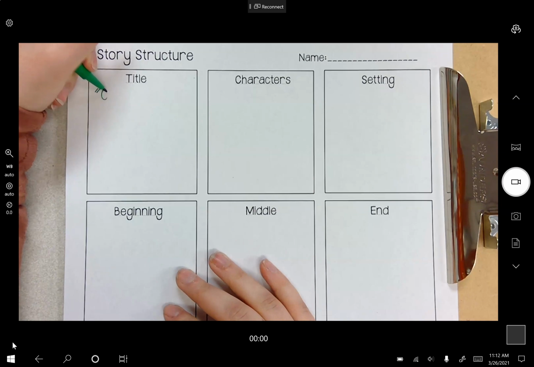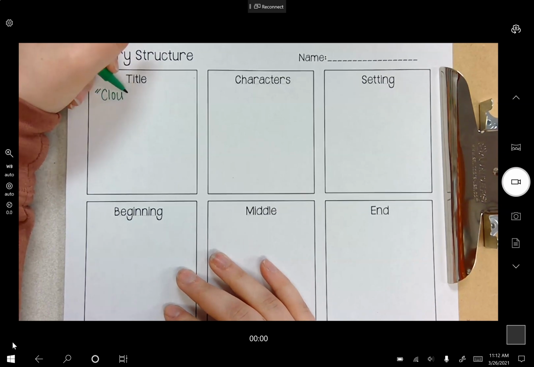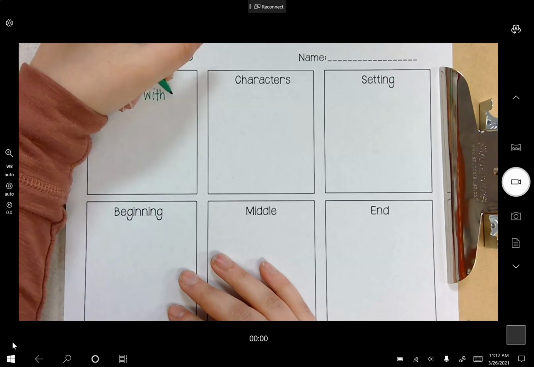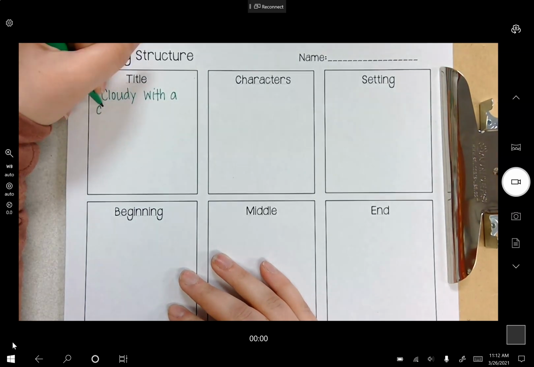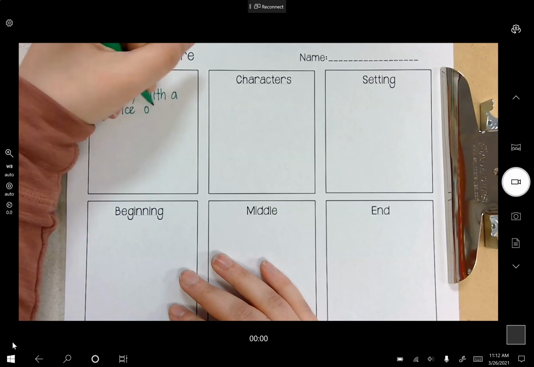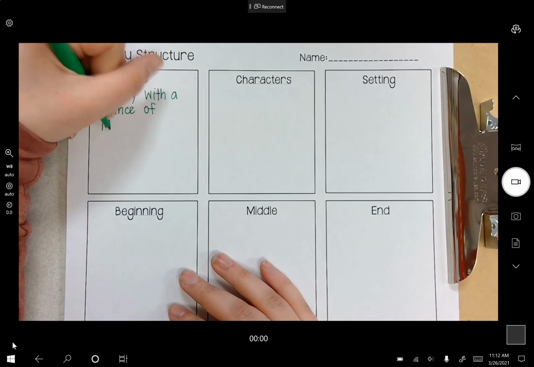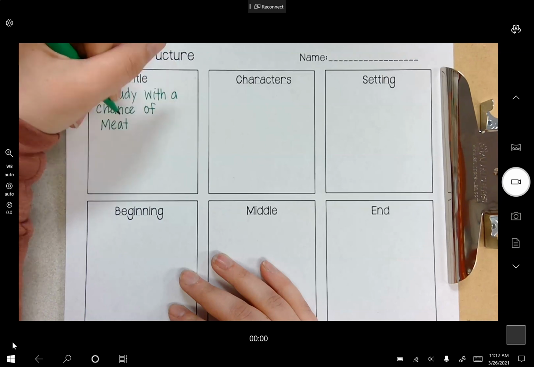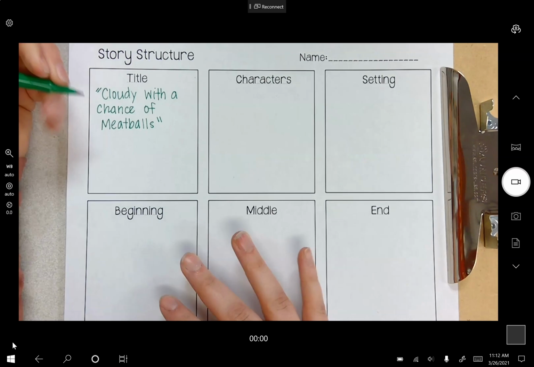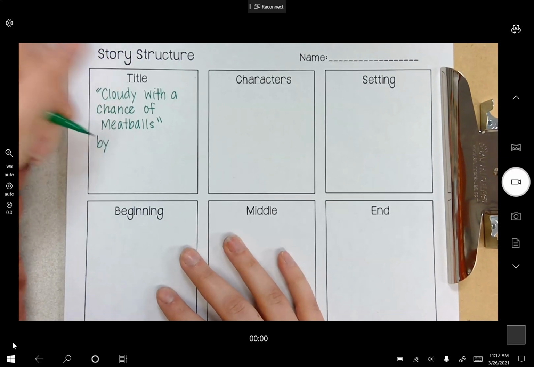So we have Cloudy with a Chance of Meatballs is our title. So write along with me. And then we're going to include the author and the illustrator.